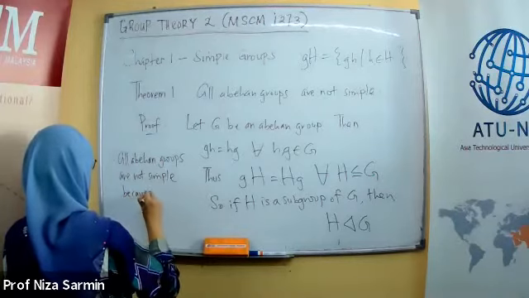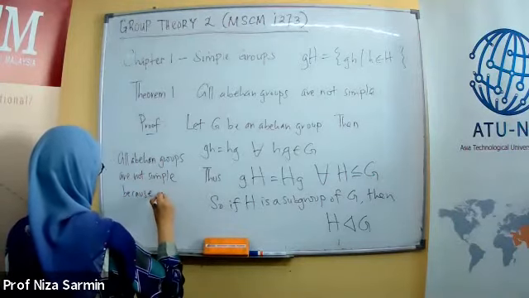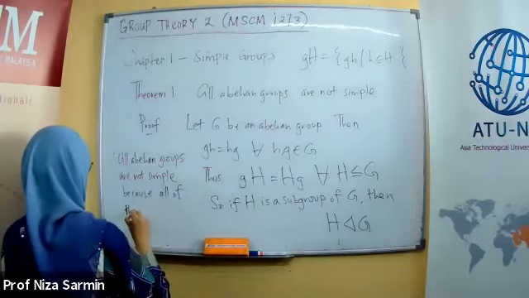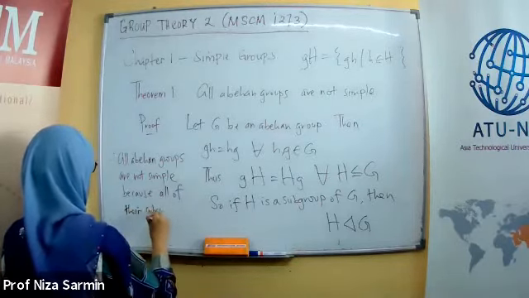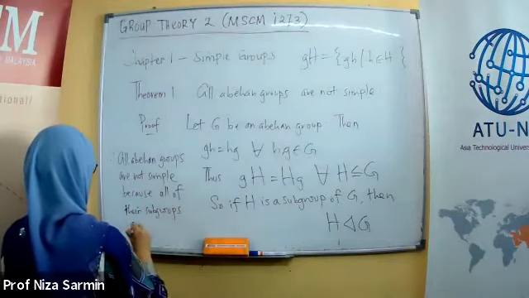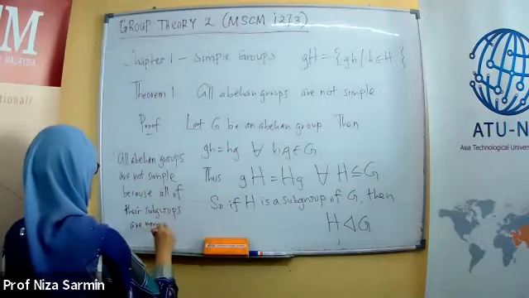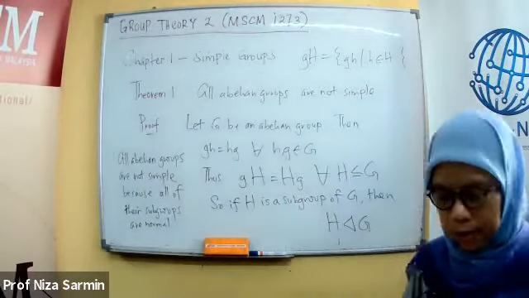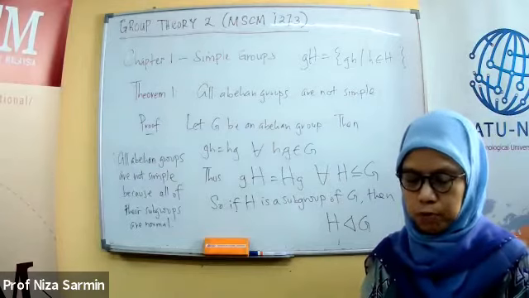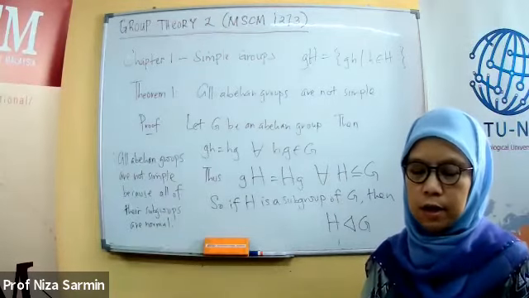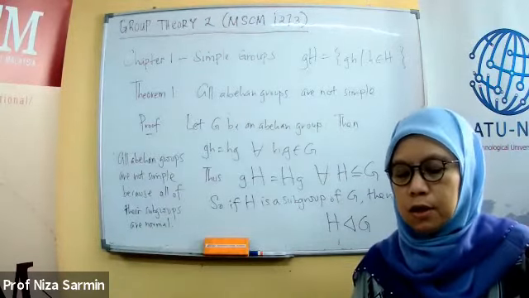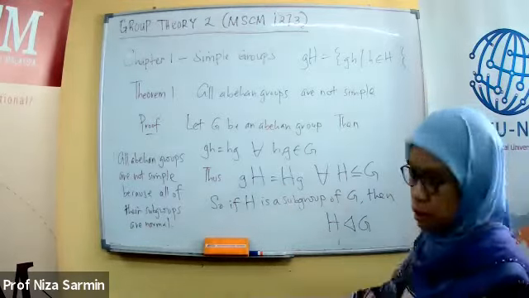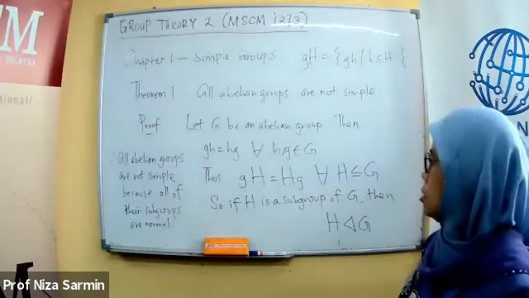Because all of their subgroups are normal. That's the key. If you have a subgroup that is normal, not simple. Okay? So that's what I put there. All subgroups of an abelian group are actually normal. So this is the proof. Why is it normal? Okay, so it's not simple.